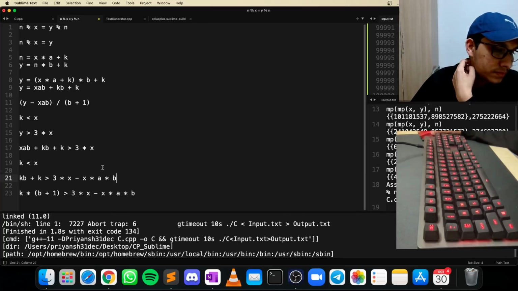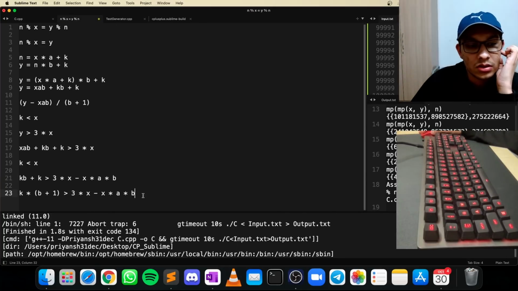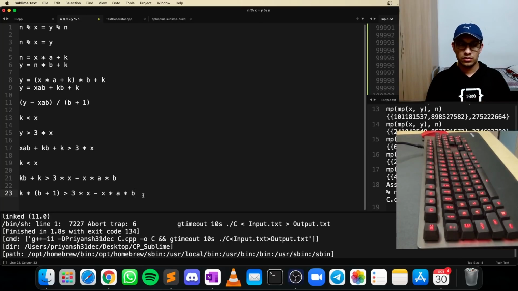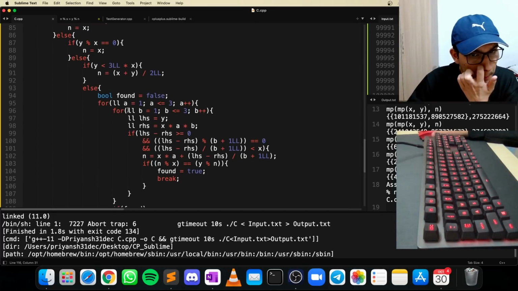If y is greater than this, then k into b plus 1 has to be greater than this. So this value can be negative as well. Right? We have x into a into b. k just has to be a multiple of this value, y minus this divided by b plus 1. I don't know, this is not working.